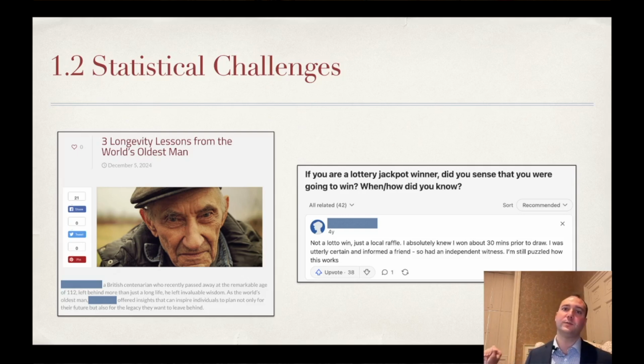Well, what about all those people who woke up thinking they were going to win and didn't win, right? Looking at a rare event, someone who lived really long, or winning a jackpot, that happens to very few people, okay? So we need to be careful when inferring from this data.